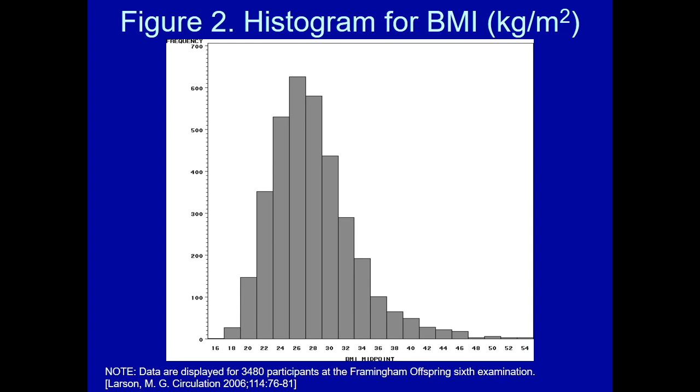Here's another histogram for BMI, and this one just shows how BMI goes up quickly and then goes down rather slowly to the higher BMI values. This data is from 3,480 participants of the Framingham Offspring 6th examination. And there's an article that this came from. So this is actually from that journal article.